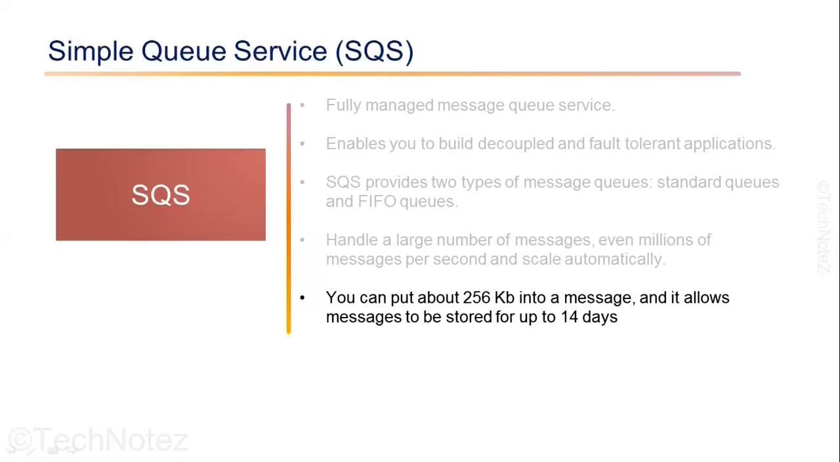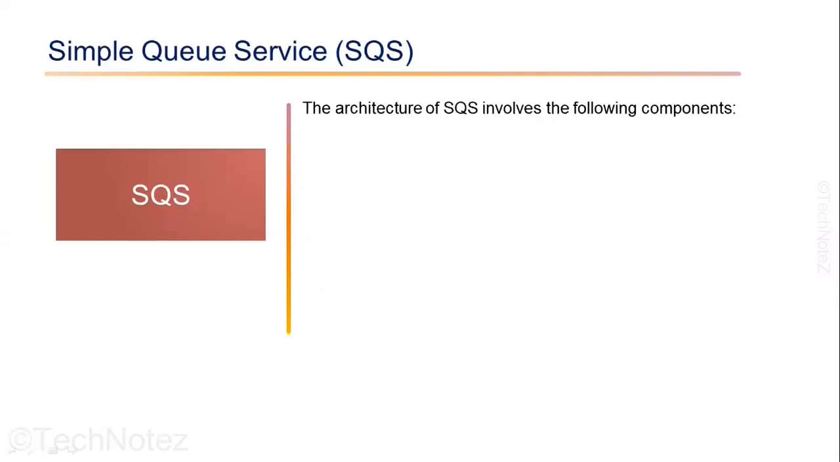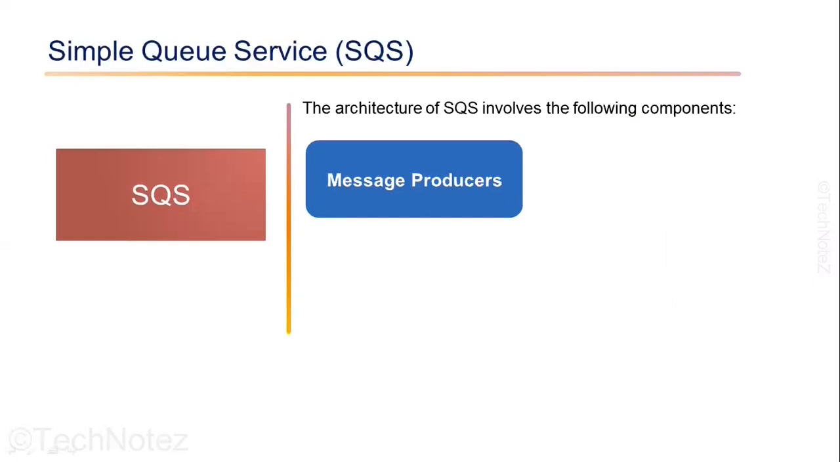Another example would be to use the SQS as a buffer between a web application and a database. This way, the web application can send a message to SQS when a request is made to the database, and the database can process the request when it's ready. The architecture of the SQS involves the following components: message producer.